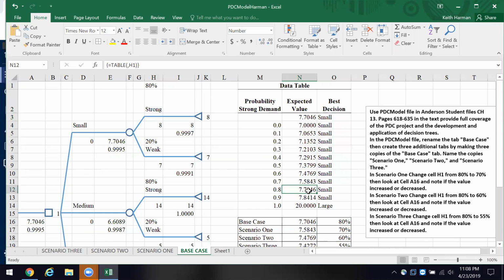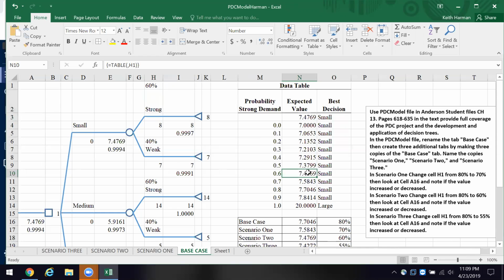If we assume there's a 70% probability, here we are. I'll have to change this to 70%. And here we are. And then our best decision. And then if we assume there's a 60%, and if we look, here we are.